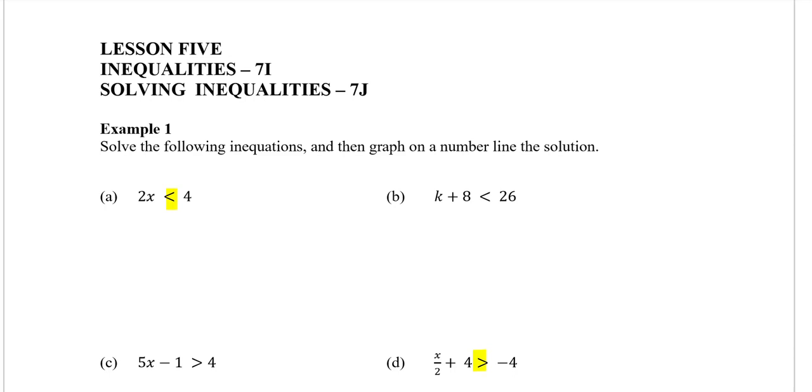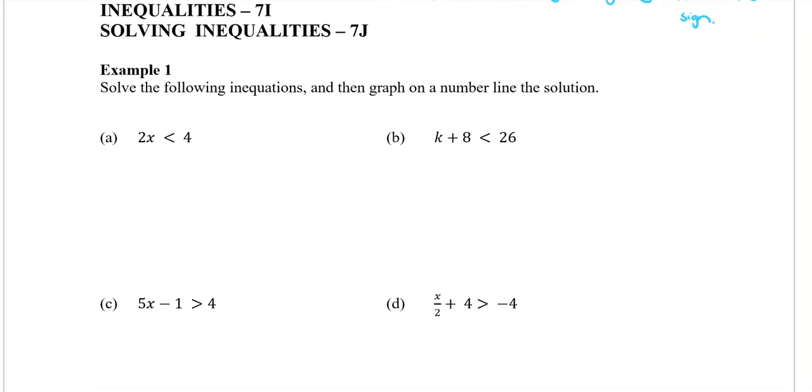The only thing you have to be careful of is if you multiply or divide by a negative number. So if you do that, you need to reverse the sign. Okay? You will also be asked to sketch your solution on a number line, but I'm going to show you how to do that. Let's do question number 1a.